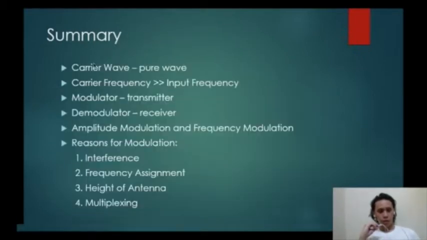So, this is the summary of my report. A carrier wave is just a pure wave of constant frequency. Again, the carrier frequency is larger than the input frequency. The modulator is part of the transmitter. Modulation is just varying the properties of the carrier wave, either amplitude, frequency, or phase. The demodulator is part of the receiver. And these are the 4 reasons why we need to use modulation. So, that's all. Thank you.